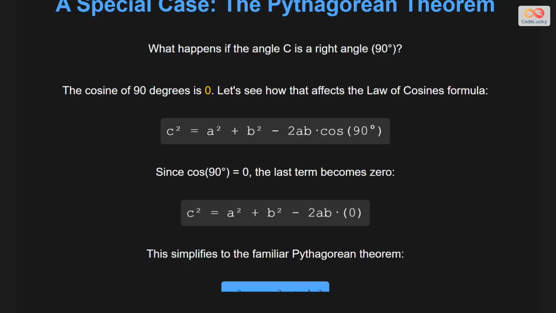Interestingly, the law of cosines confirms the Pythagorean theorem. If we have a right triangle, angle C is 90 degrees. The cosine of 90 degrees is 0. When we substitute this into the formula, the entire last term, negative 2ab cosine C, disappears, leaving us with c squared equals a squared plus b squared. This shows how the Pythagorean theorem is just a special instance of the law of cosines.